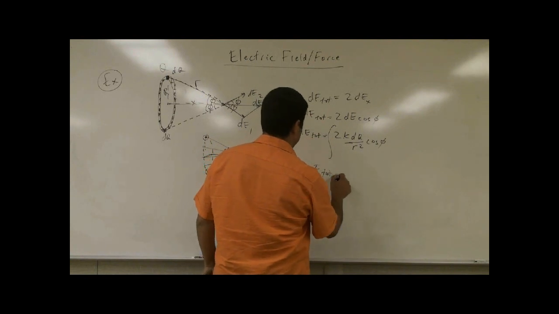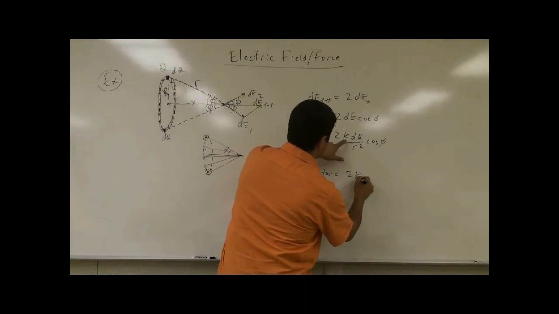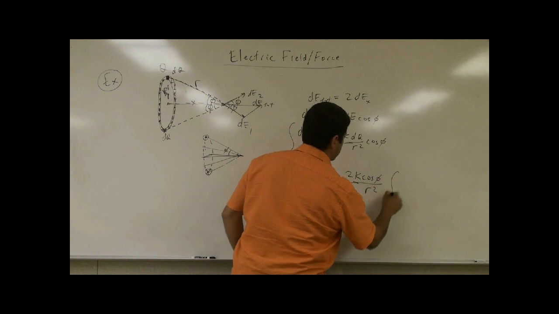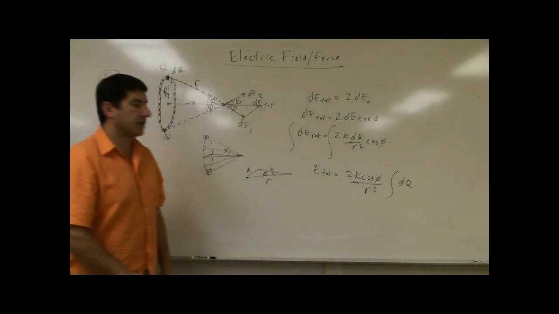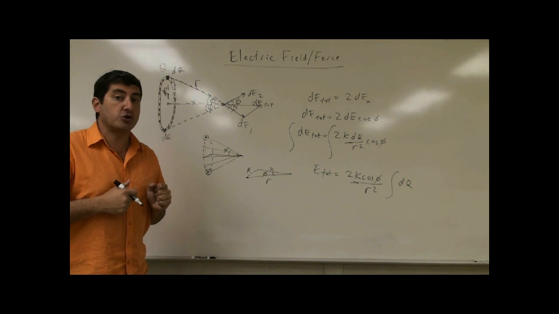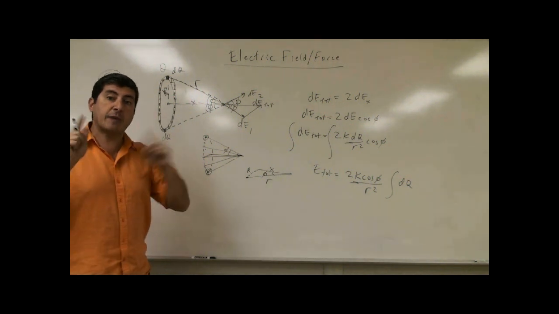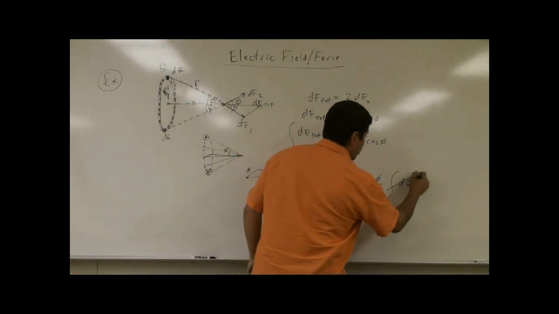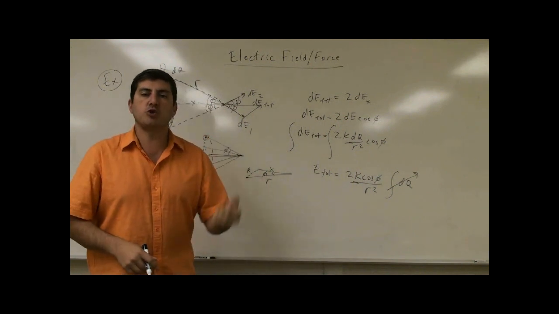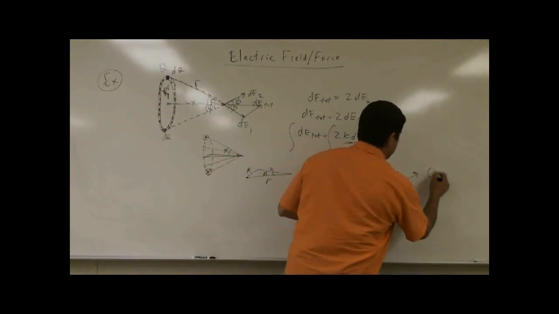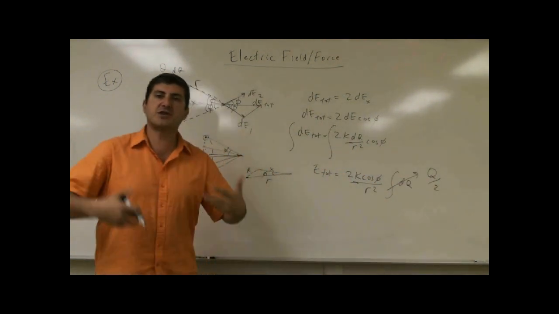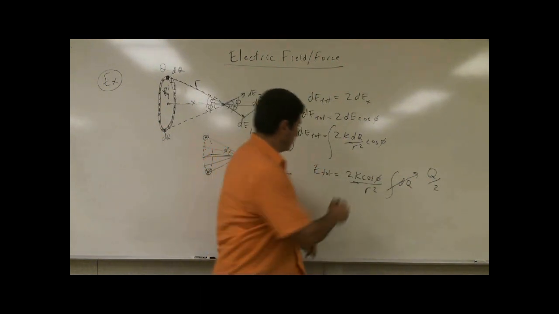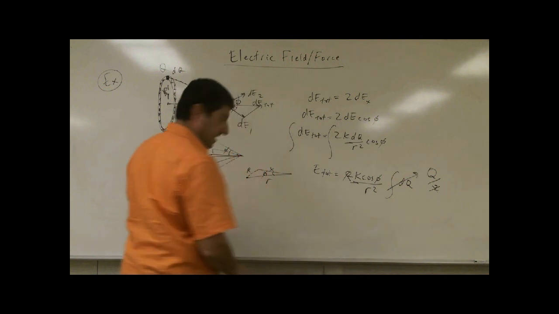So for E total, the 2 comes out of the integral, the k comes out, cosine of phi comes out, and r squared comes out. You have the integral of dq, right? When you integrate dq, what do you get? Q. But remember, we said we have to integrate only half of the ring. So when I integrate dq over half the ring, I get Q over 2, which is half the charge of the whole ring. That 2 and that 2 will cancel, and then my final answer will be what?